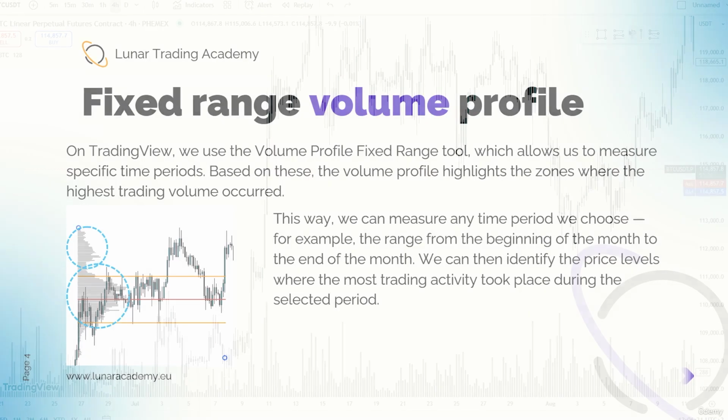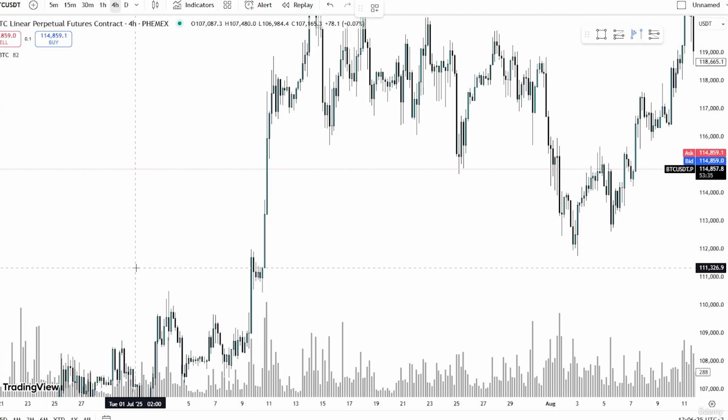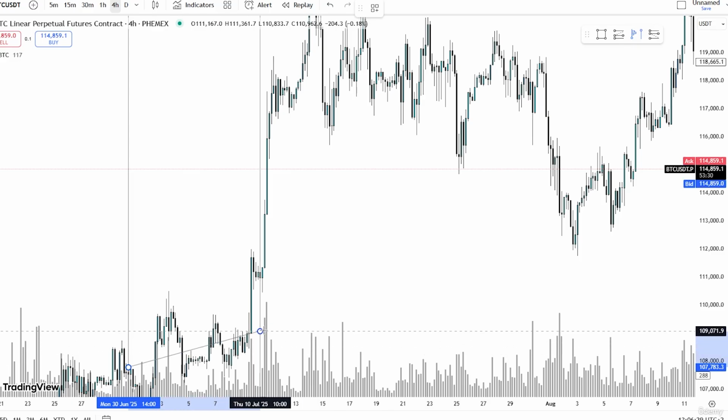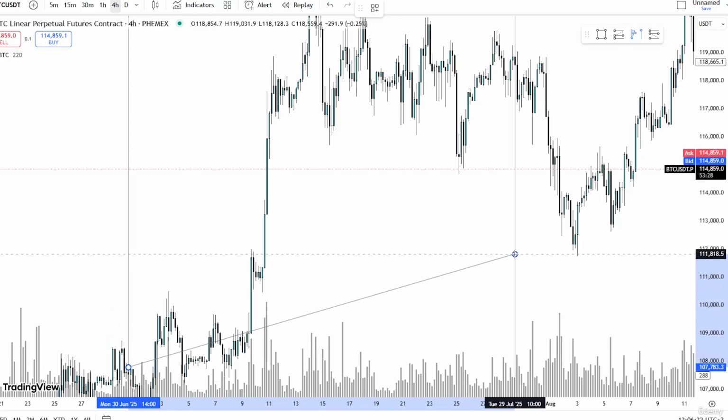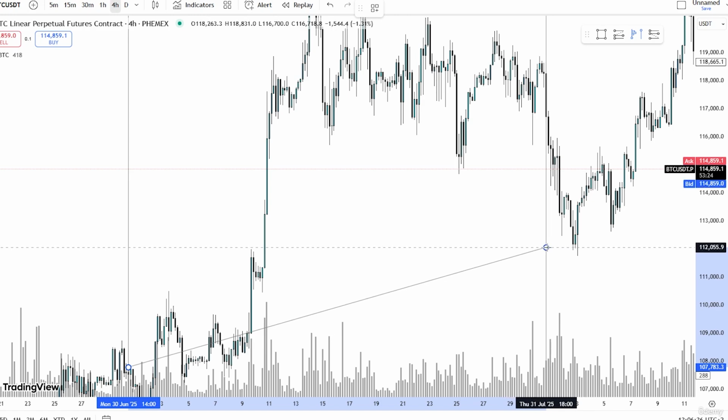So when we measure a 1 month period using the fixed range volume profile, we can see which level contained the highest volume during that month. In other words, at which level the most contracts were traded. So this fixed range volume profile tool allows you to measure any time period on the chart you want.